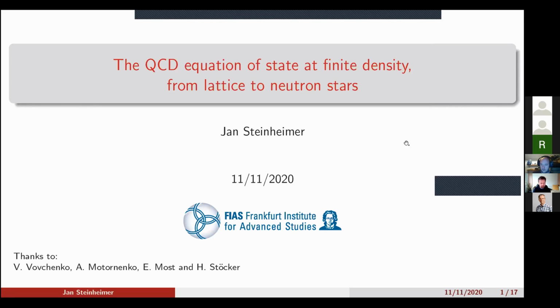Thank you to the organizers for inviting me and giving me the chance to present some of our recent results. What I'm going to talk about is a little bit more phenomenological approach to the QCD equation of state at finite density, basically trying to merge what we know from lattice QCD with what we know from neutron stars and nuclear matter, and try to come up with some equation of state which spans this whole region.